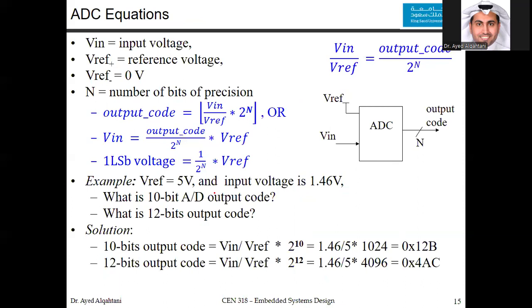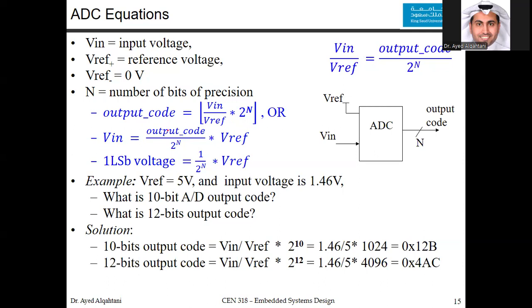So at this point, we have these equations. That's what I'm trying to do, put everything all together. So the Vn is the input voltage, the Vref plus is the reference voltage, the Vref minus we consider to be 0 volt, and n will be the number of bits of precision or resolution. Now the output code is equal to the Vn divided by the Vref multiplied by 2 to the power n, of which we take the floor.